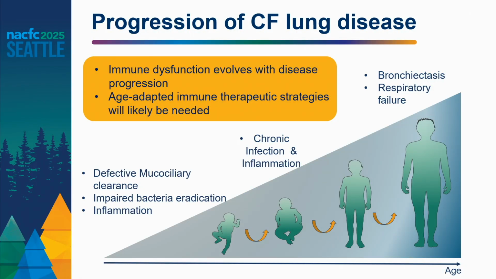We heard already the first two presentations discussing how immune dysfunction evolves with disease progression. When we think about immune therapeutic strategies, we need to think in these terms. There will not be one therapeutic that will fix all, but this will really depend on the stage of the disease, the type of infections that the patients will have, and also the type of immunity, because let's remember the modifier genes that are contributing to the different immune responses in patients with CF.